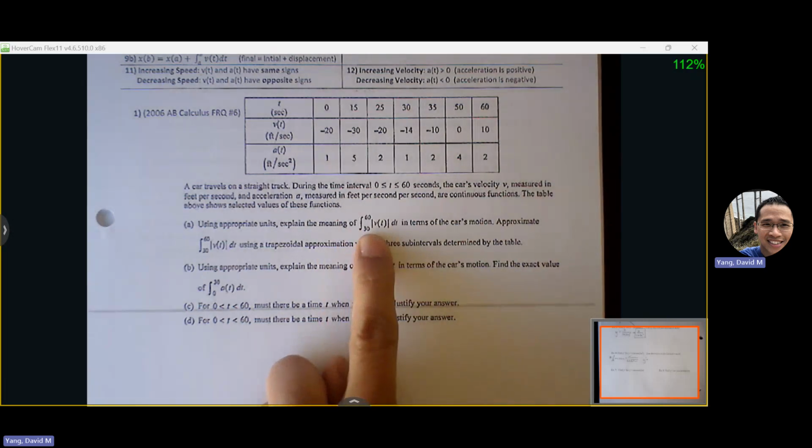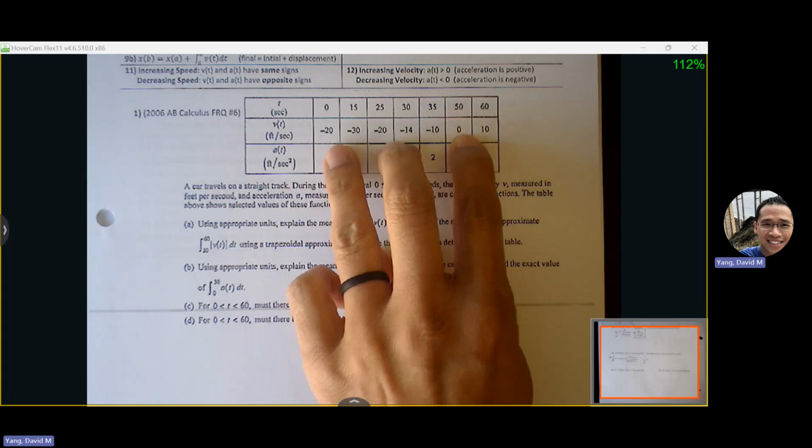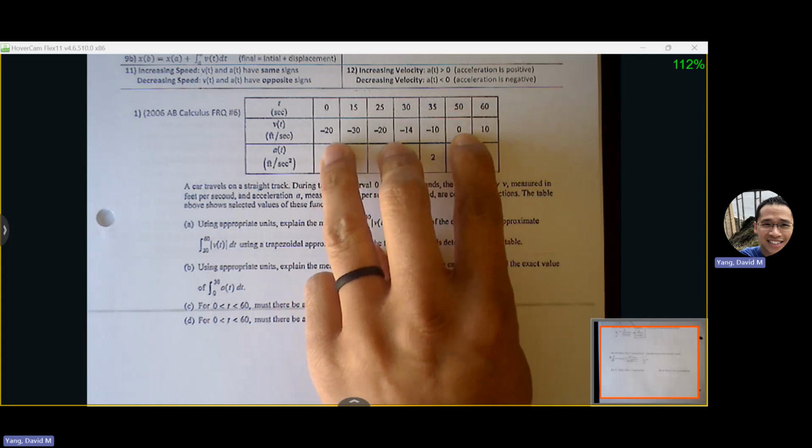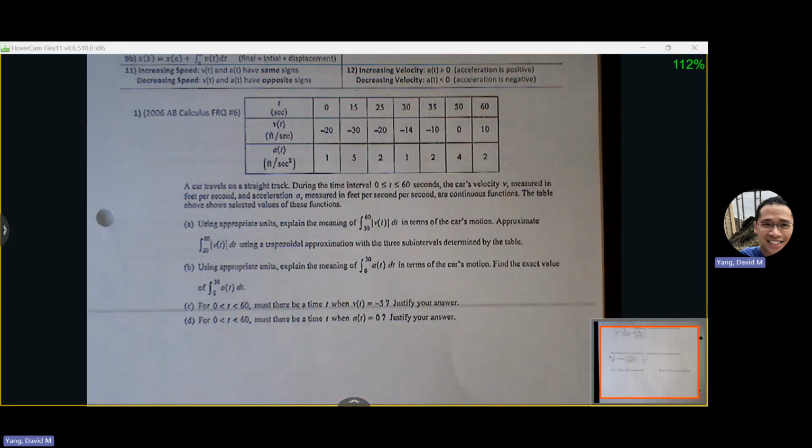So we know this notation is involving total distance, right? We see that negative and positive velocity indicate the direction in which this car is going. Negative velocity means it's moving to the left. Positive velocity means moving to the right. But total distance will tell us how much the car has traveled in terms of the odometer reading, regardless of direction.